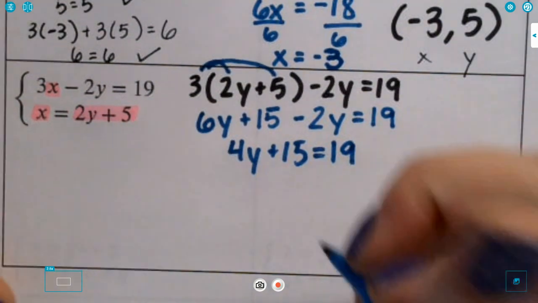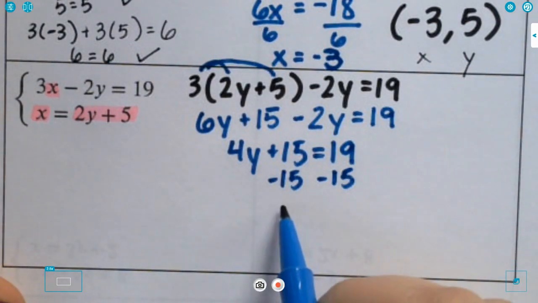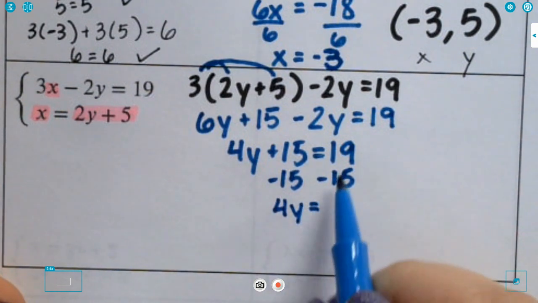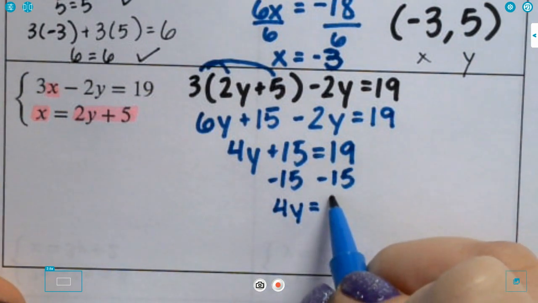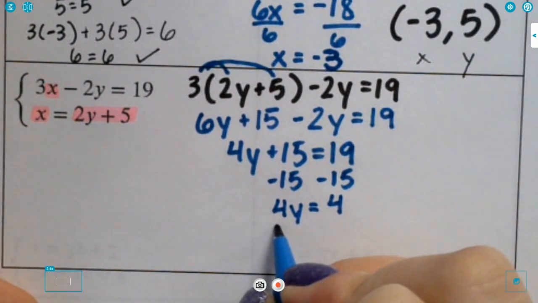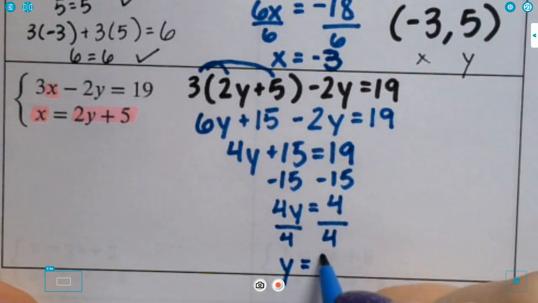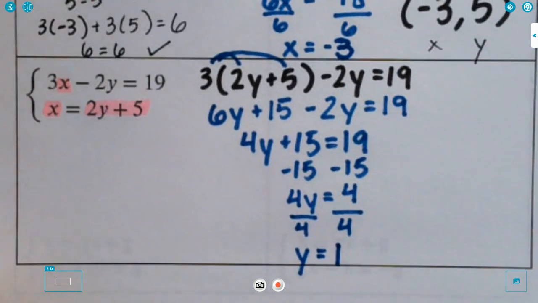And then I'll subtract 15 from both sides. I'll get 4y equals 19 minus 15, which is 4. And then I'll divide both sides by 4. I will get y equals 4 divided by 4 is 1. So I will get y equals 1. Making sure you know whether you are solving for x or y is super important on these problems, because if we don't know whether we're solving for x or y, we don't know what we can substitute it in for.